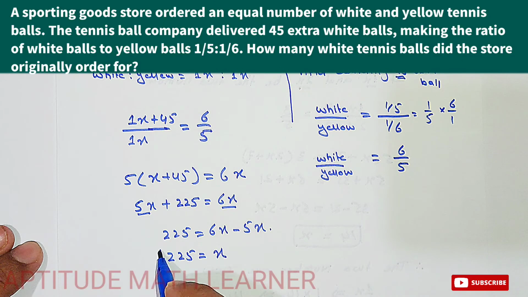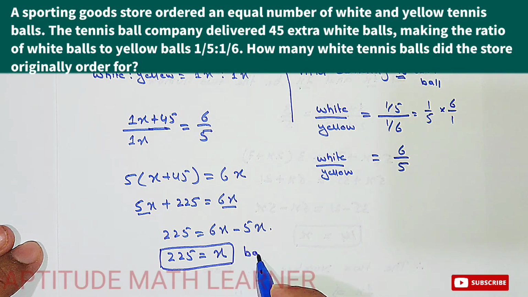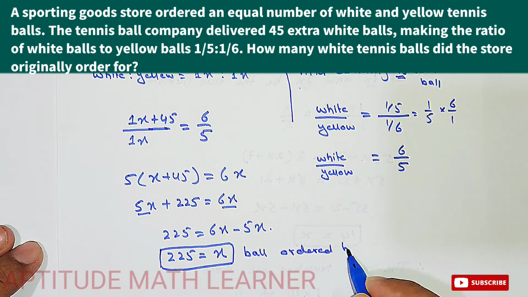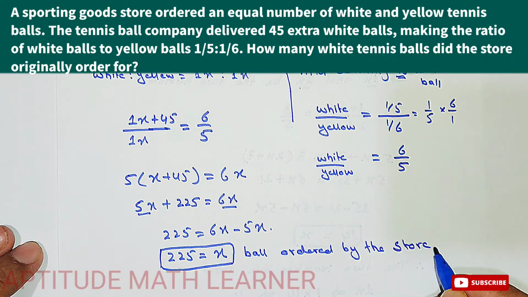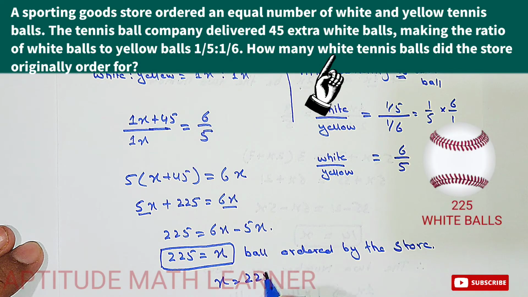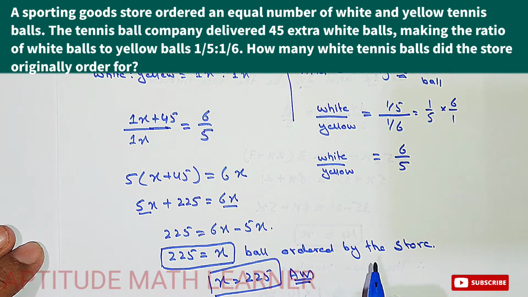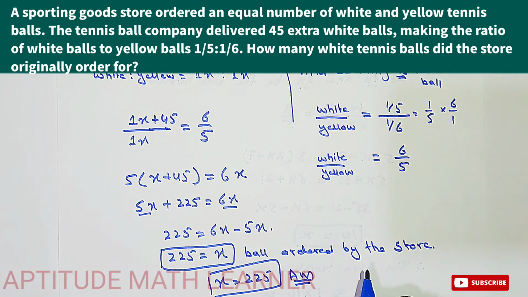So this is the number of balls ordered by the store, and x is equal to 225 white balls, and this is our answer as well. I hope you have understood the method completely and the question as well.